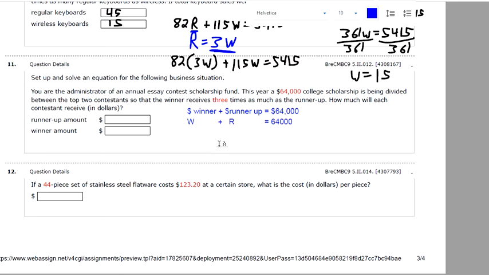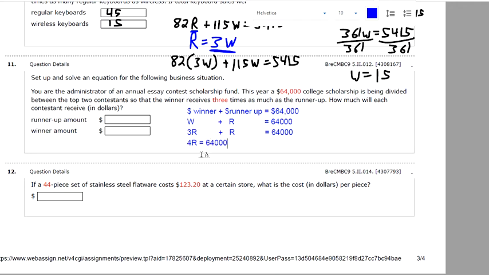Now, the winner is 3 times as much as the runner-up. So watch what I do with this equation. Still the same equation, except instead of W, I'm putting 3R, because the winner is 3 times the amount of the runner-up. And so now we have just one letter in our equation. 3R plus 1R makes 4R.